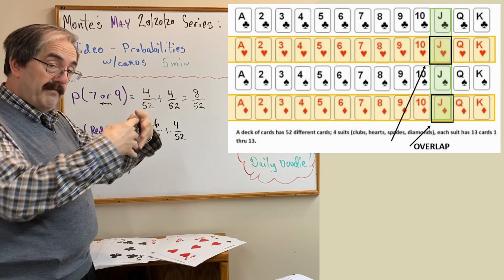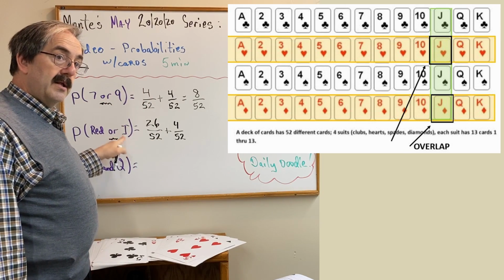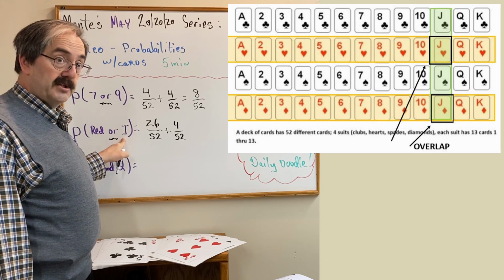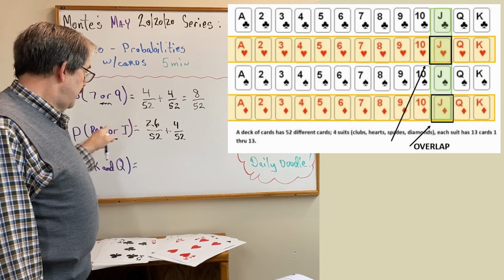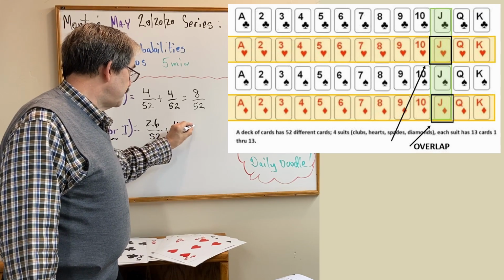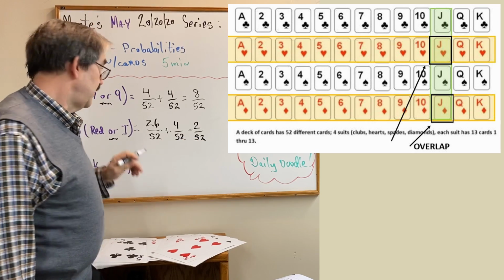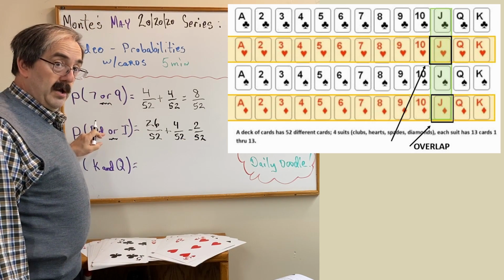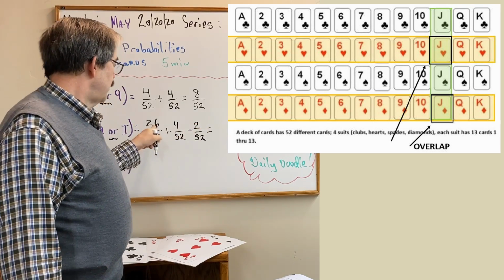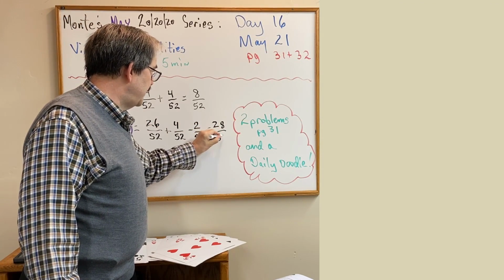Do you see the overlap? Do you see the issue? We only want the red jacks are here, the 2 black jacks, right? We counted the red jacks twice. You see the overlap, okay? So we have to subtract off the overlap. So the same or, but you had to be able to visualize exactly what was happening. So 26 and 4 is 30, so 28 of the 52.